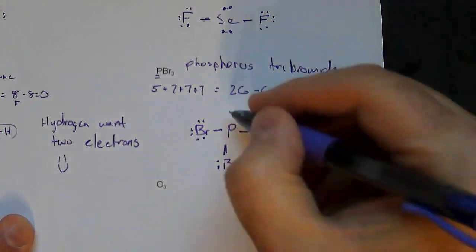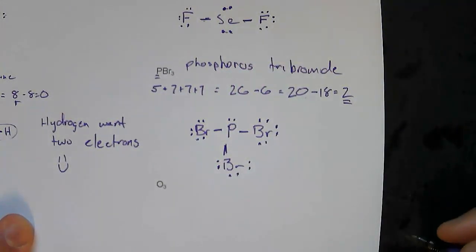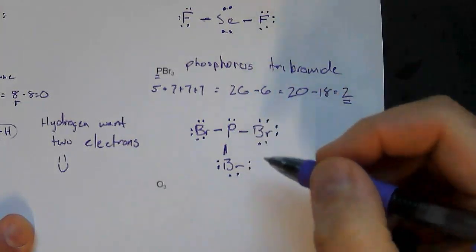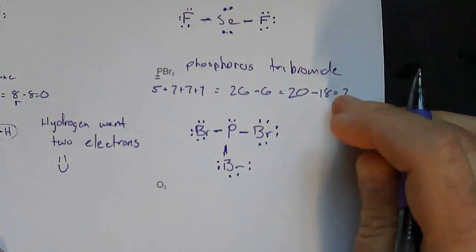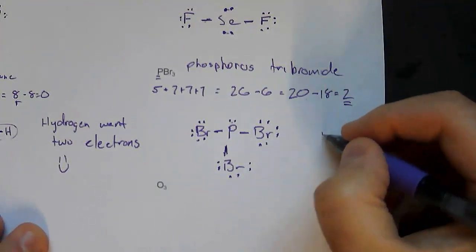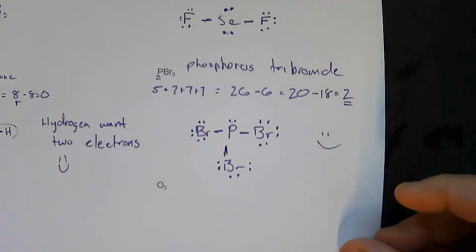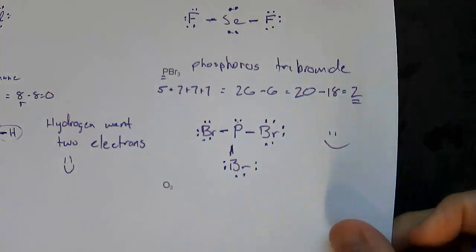We have leftovers, so the leftovers are going to go around the central atom. Now we check the octet of the central. 2, 4, 6, 8. That's happy. Everything is happy. There's the structure of phosphorus tribromide.